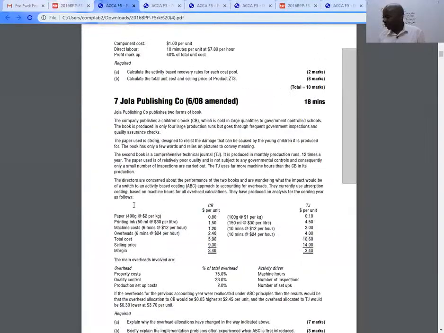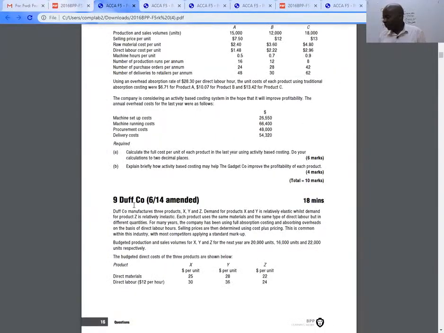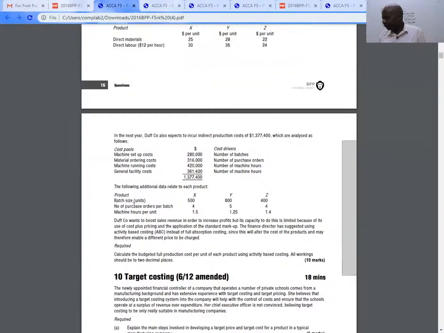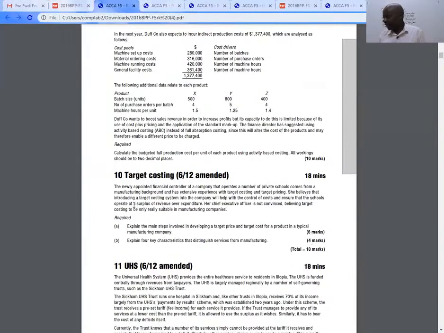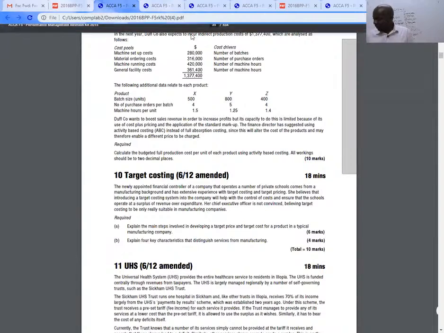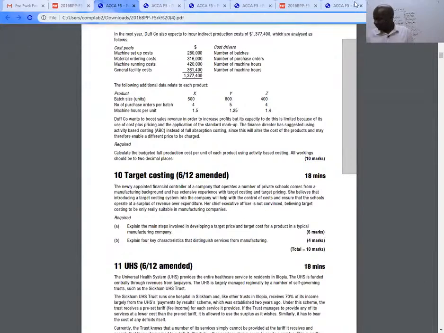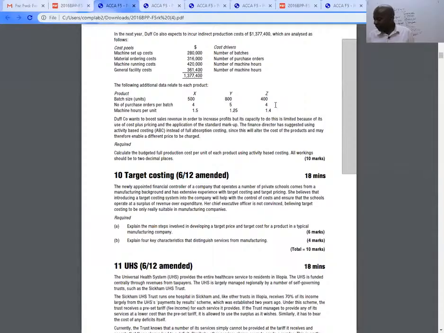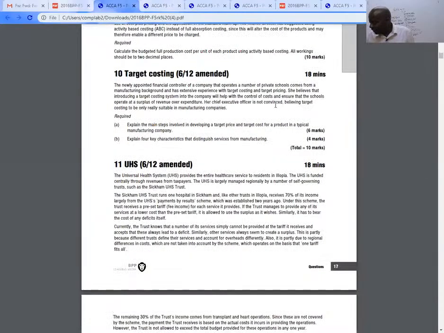So question number 10, for the ones who have this, I would want them to go to question number 10. Question number 10 is there, target costing. For ACCA, you simply scroll through. You'll be able to get question number 10 very easily. It's page number 17.